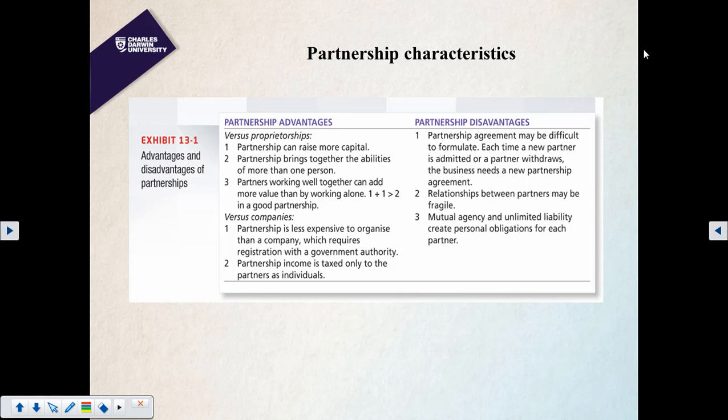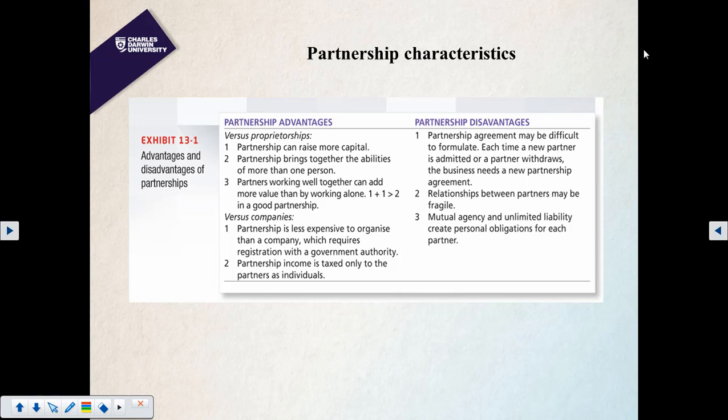which requires registration with a government authority. If you are looking at a company, when you see company accounting, you will see there are lots of procedures to form a company. To form a company, you have to go through lots of documentation, legal documents, registration, and everything. But in the case of a partnership or even a proprietorship business, you don't have to go through all these things. You just need an ABN number, a single number from the tax office. You can find it easily.